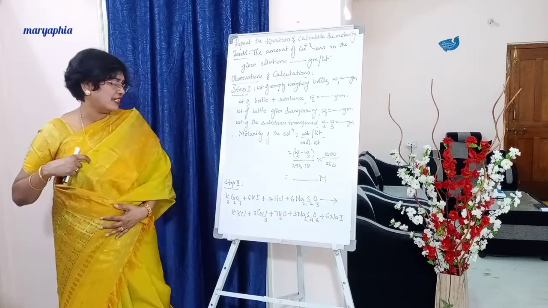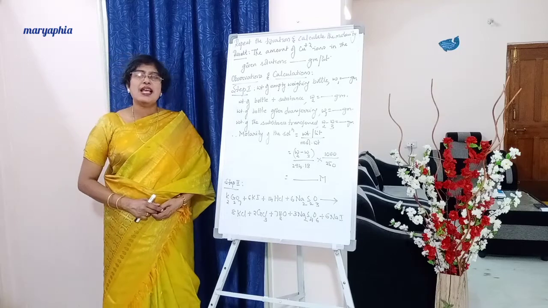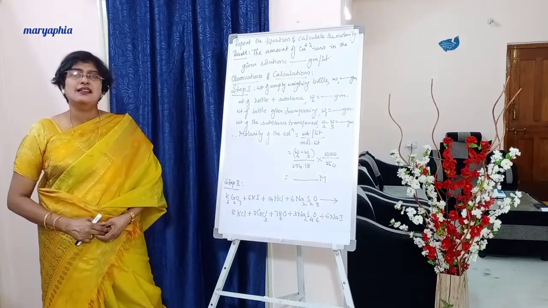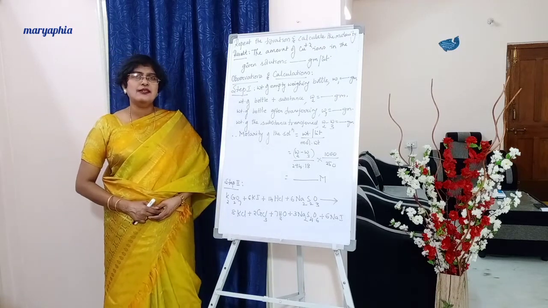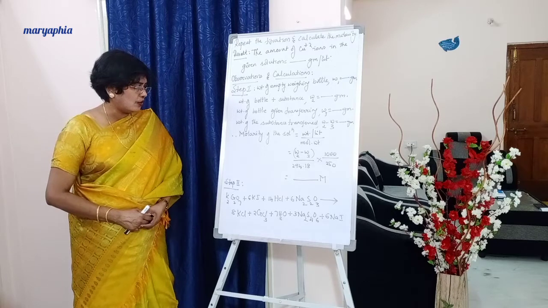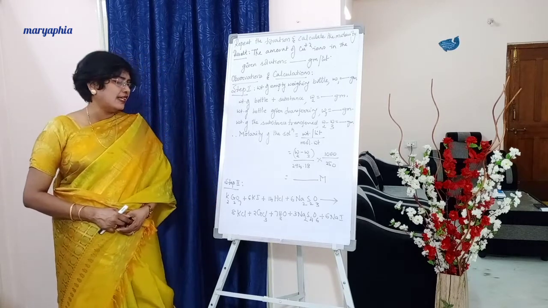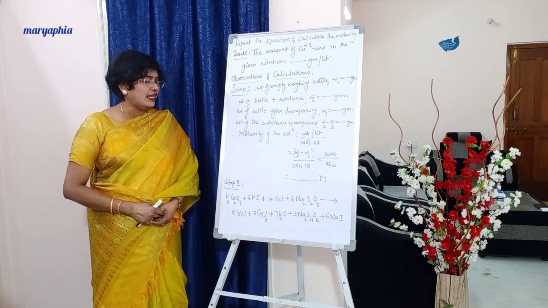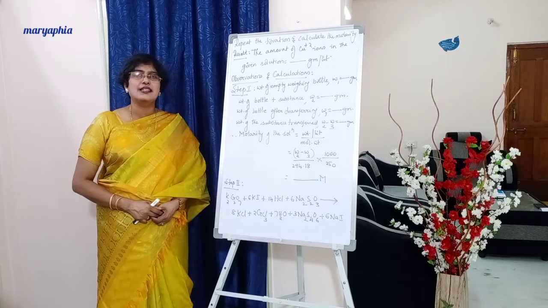Next, step 2. Write the reaction first. K2Cr2O7 plus 6KI plus 14 HCl plus 6 Na2S2O3 gives rise to 8 KCl plus 2 CrCl3 plus 7 H2O plus 3 Na2S4O6 plus 6 NaI.